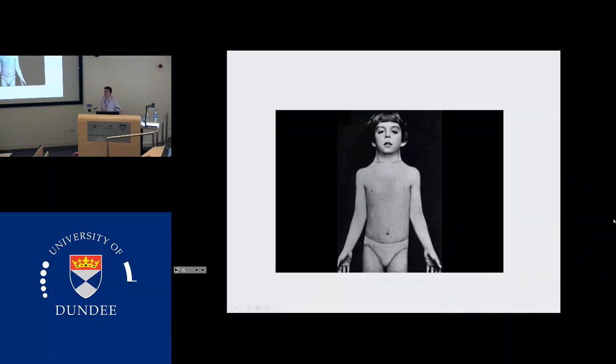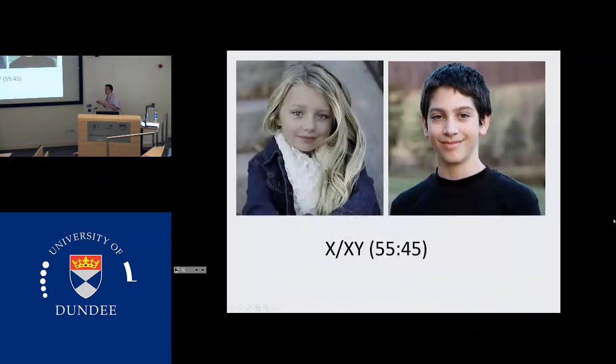Now, about 50% of Turner's people just have a single X, but the other 50% are a mosaic. And that means a proportion of their cells have X, and the other portion of their cells are XX. Turner's patients are nearly always female, but there are exceptions. And I'd like you to meet two of the patients who I've seen. So I'm going to call them Peter and Jane. And Peter and Jane are mosaic Turners. And they have 55% X in their cells and 45% XY in their other cells.